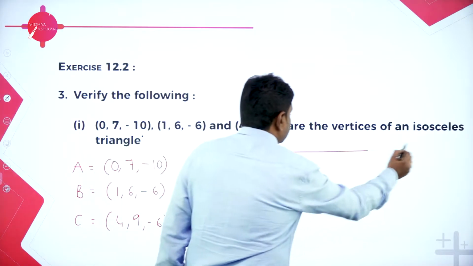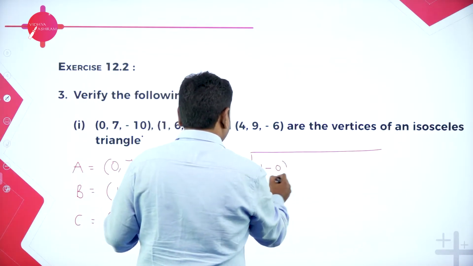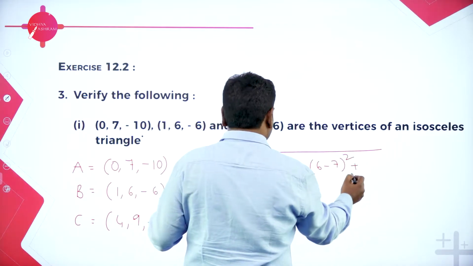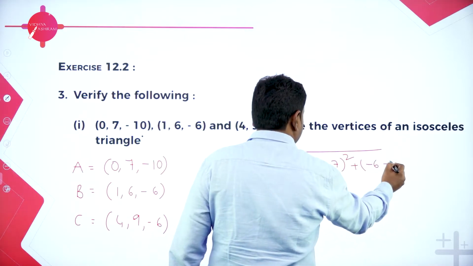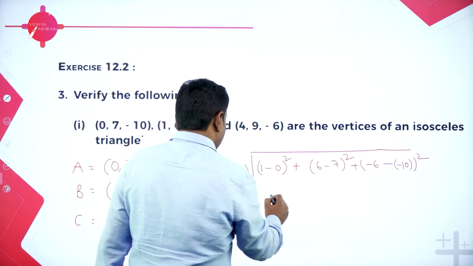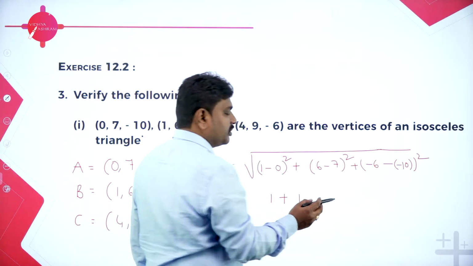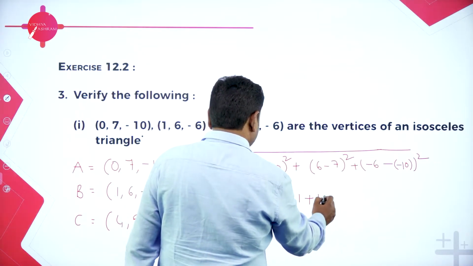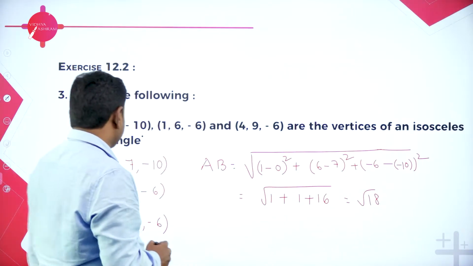Apply distance formula. Root of (x2 minus x1) the whole square, that is (1 minus 0) the whole square, plus (y2 minus y1) the whole square, that is (6 minus 7) the whole square, plus (z2 minus z1) the whole square, minus 6 minus of minus 10, minus of minus 10 will become plus 10, the whole square. Simplify this. 1 square is 1, 6 minus 7 is minus 1, minus 1 the whole square becomes plus 1, minus 6 plus 10 is 4, 4 square is 16, so you will get root 18. AB is root 18.